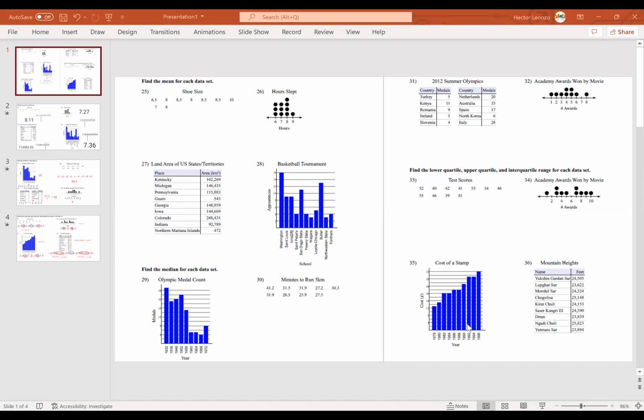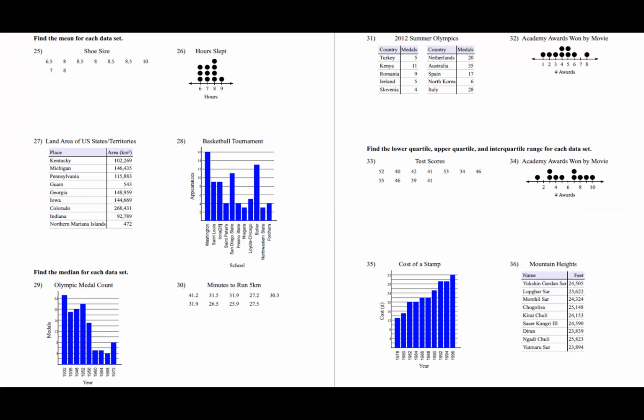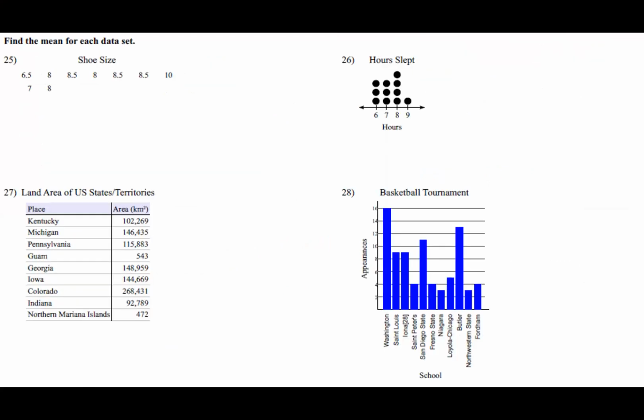All right, so let's see, we're reviewing for this week. For today, I'm going to be working questions 25 through 36. 25 through 28, let's take a look at those. I'm reviewing the mean. We talked about mean already. So looking at number 25, it talks about a shoe size, and I see some numbers there.